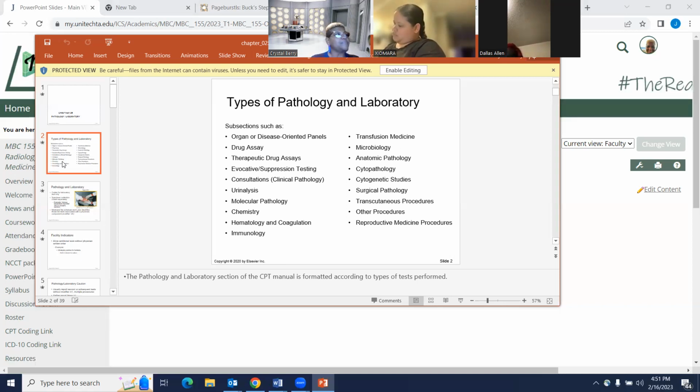Next one. What type of drug test measures the presence of a drug in the specimen? Quantitative, qualitative, confirmatory, or immunoassay? Which one?